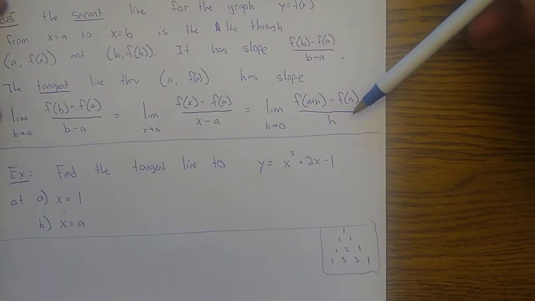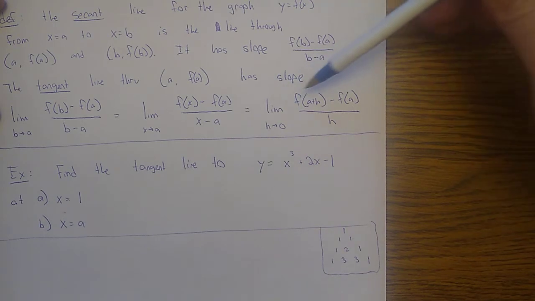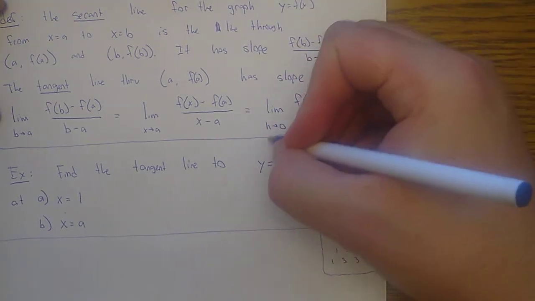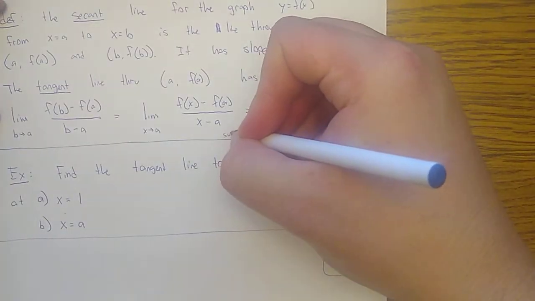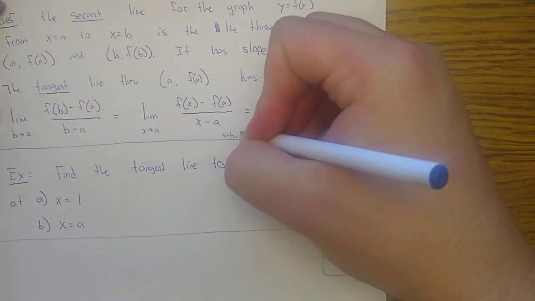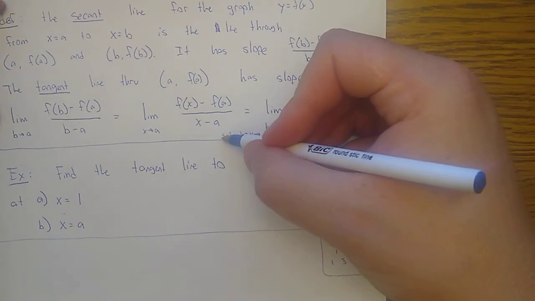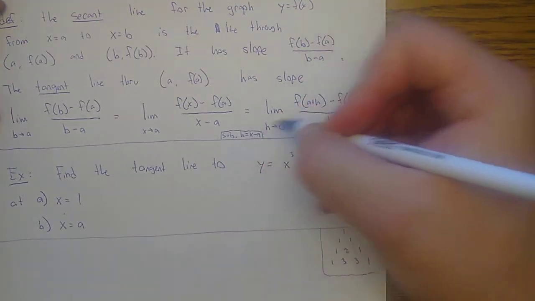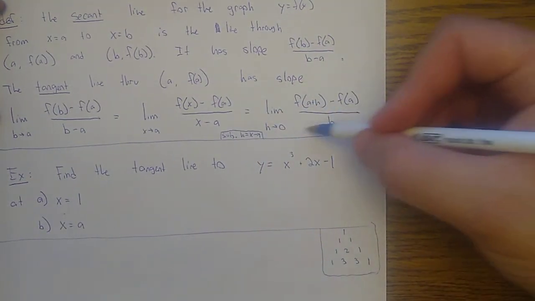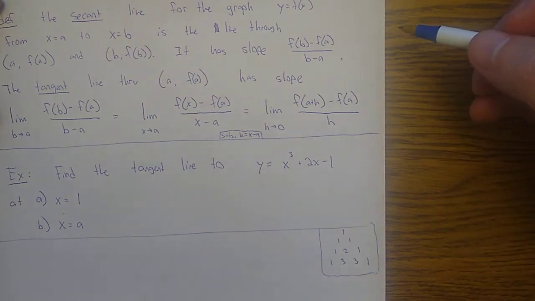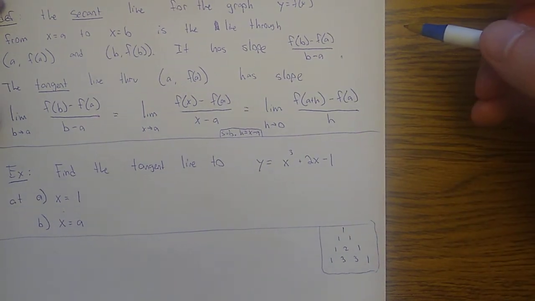You can also see it written this way. This is like a substitution. If you substitute h is x minus a, you can get it in this form. And this is typically the easiest form to work with if you're calculating a derivative.